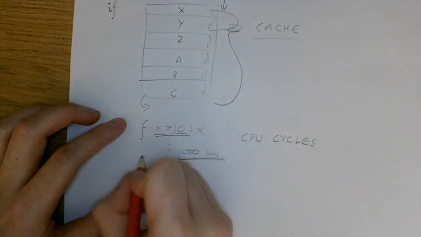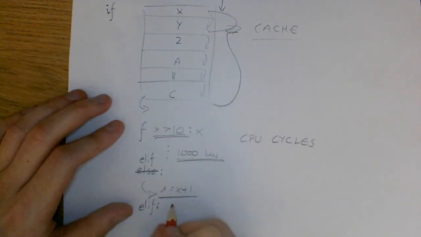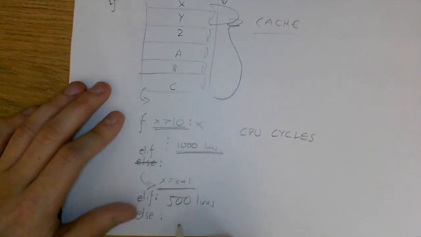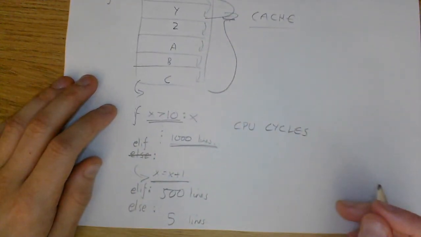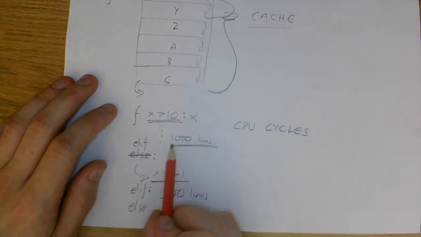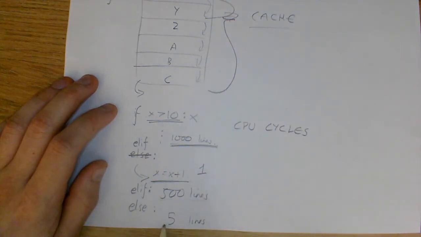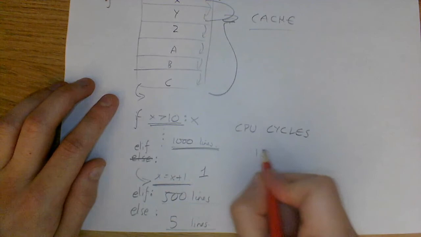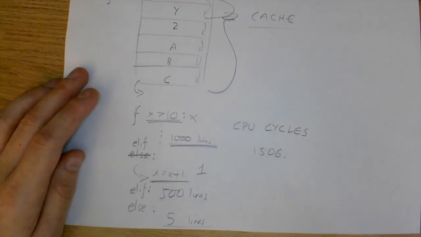Let's say this was actually an elif. And let's say I had another elif that said load 500 lines into memory, and then I had an else of executing 5 lines. All of a sudden, my situation has become even more complicated. Why? Because I've got an option to load 1,000 lines, an option to load 1 line, an option to load 500 lines into memory, or an option to load 5 lines. And we sat there thinking, oh, well, that's 1,506 lines I would have to load into RAM, and then into cache and the registers.